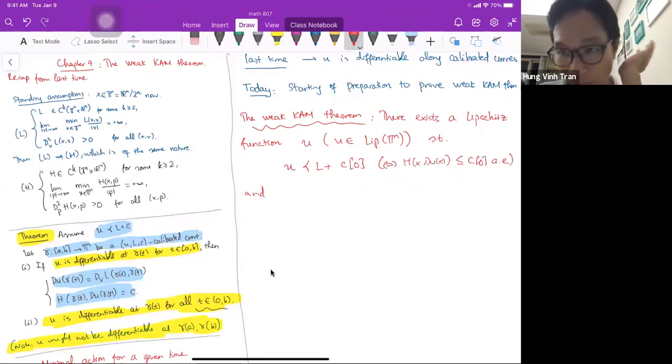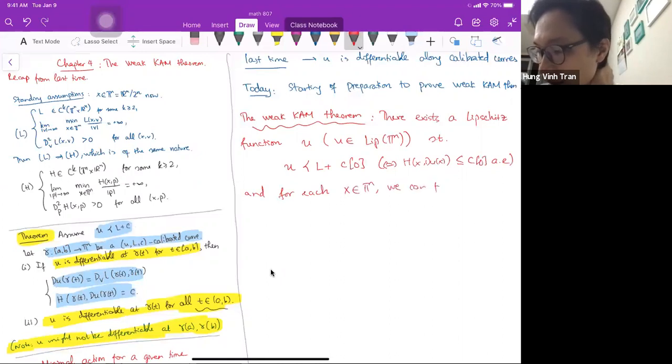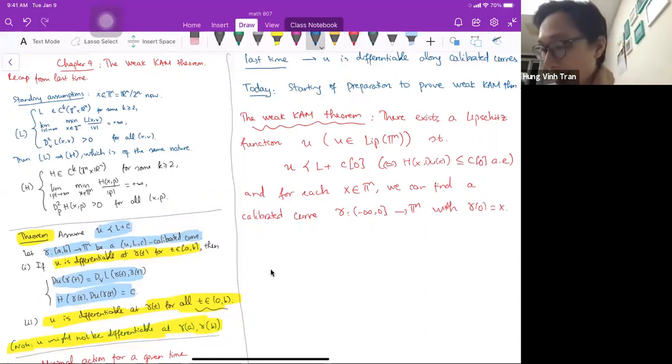The second point that is important, and we haven't so far proved it yet, is that for any x in the torus, we can find a calibrated curve gamma mapping from minus infinity, 0 to the torus with gamma 0 equals x. Okay. So again, I kept drawing this picture again and again. What is really important is that we are able to find a calibrated curve going from minus infinity to 0, ending at x, which is gamma 0.